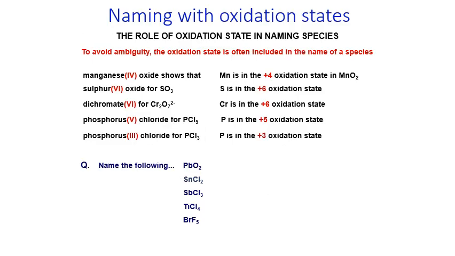So how do we name oxidation states? The role of oxidation states in naming species. To avoid problems, the oxidation state is often included in the name of the species. When we have manganese(IV) oxide, with the Roman numerals, it shows that manganese has a +4 oxidation state in manganese oxide. There are other examples there. For example, phosphorus(V) chloride, PCl5, means phosphorus has a +5 oxidation state.